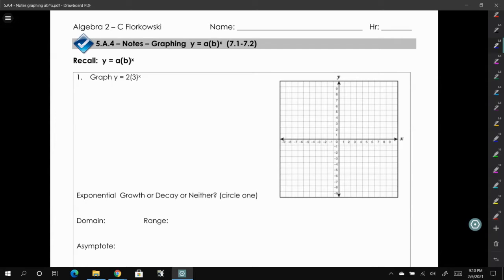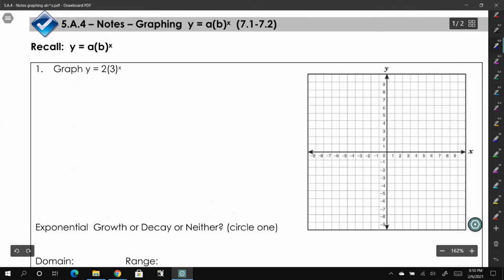Today we're going to graph exponential functions in the form a times b raised to the x power. We're not going to have any shifting left, right, or up or down today. So we're just going to deal with an a value.